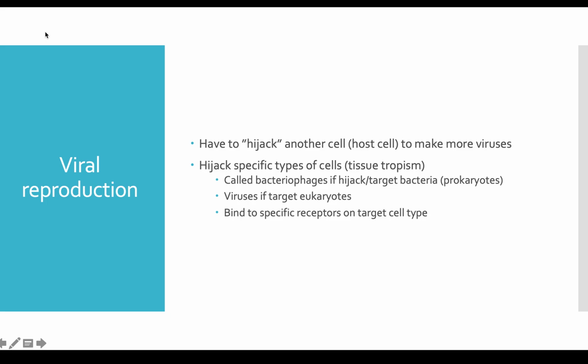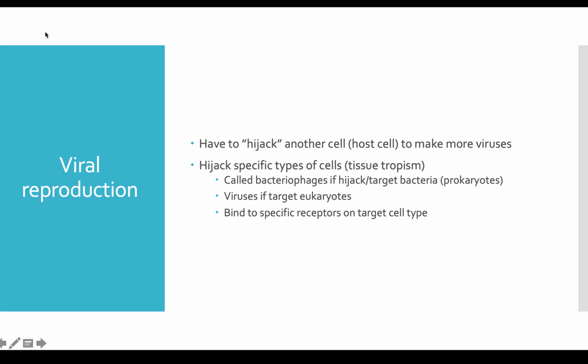Now, when we talk about that reproduction, again, they don't reproduce in the way of being able to do this themselves. They have to hijack another cell in order to make more viruses. And the cell types that they hijack are very specific. Viruses don't just bind to any cell type and infect that cell. They have what we refer to as tissue tropism when we're talking about eukaryotes, meaning that they target specific cell types. Now, you'll remember from our discussions in class that if viruses target bacteria or prokaryotes, they are called bacteriophages.